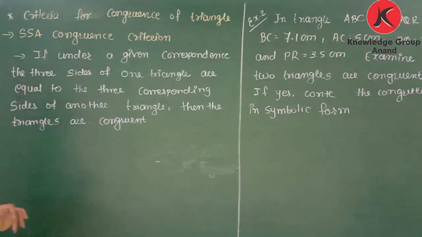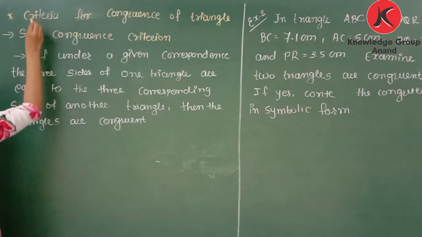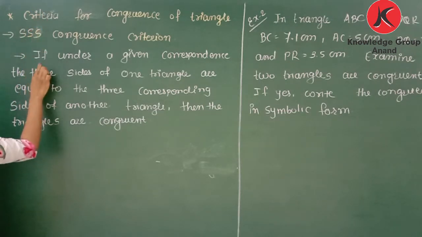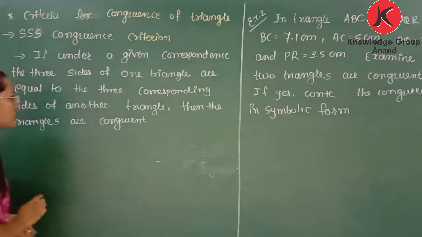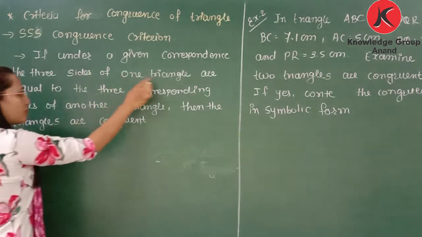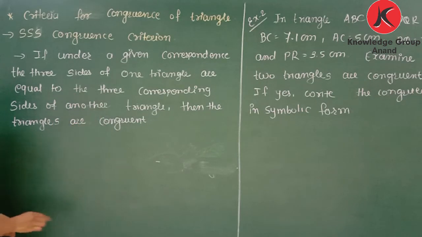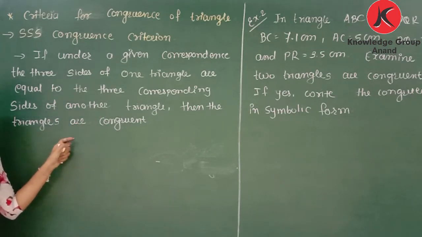So what is the SSS criteria? First we learn the SSS criteria. If under the given correspondence, the three sides of one triangle are equal to the three corresponding sides of another triangle, then the triangles are congruent.